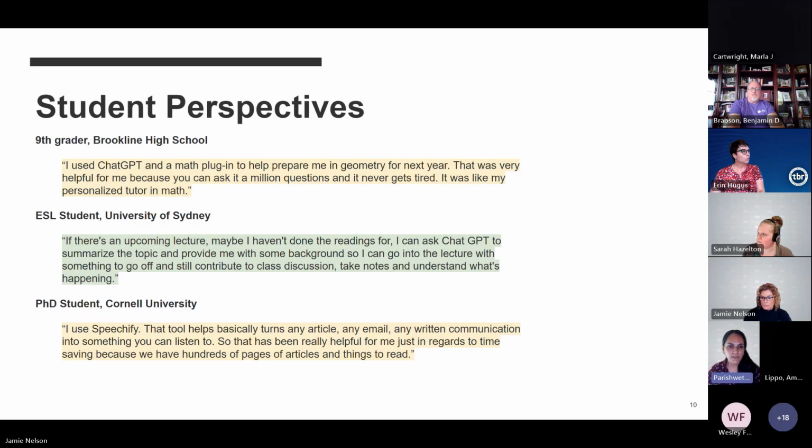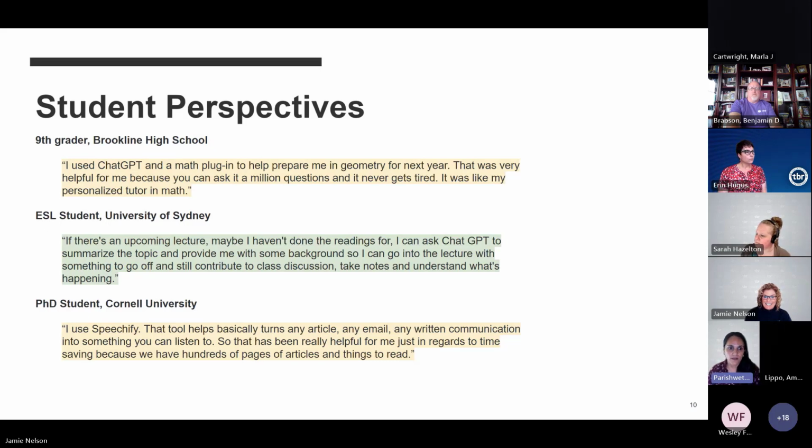But to bring some student perspectives to all of us, to realize how they're using it, I looked at a few different sources, EDUCAUSE Review and New York Times articles on how students and teachers are using it. And these are direct quotes from students. A rising ninth grader at Brooklyn High School basically said, I used ChatGPT and a Math Plugin to help prepare me in geometry for next year. And this is very similar to the Sal Khan example of how the AI tutors his son.